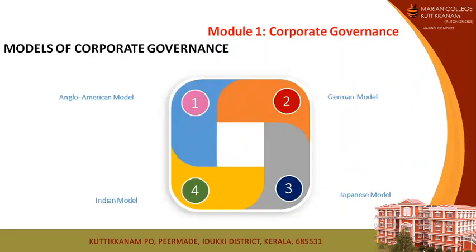Actually, there is no universally acceptable single model of corporate governance. Different countries follow different models. Corporate governance of some nations concentrates on shareholders, some on the board of directors, some on stakeholders. So each model has its own advantages and disadvantages. We have four major models of corporate governance to study: the Anglo-American model, German model, Japanese model, and Indian model.